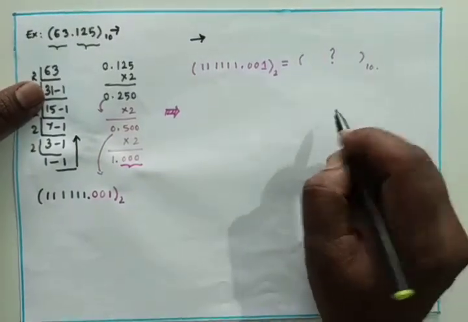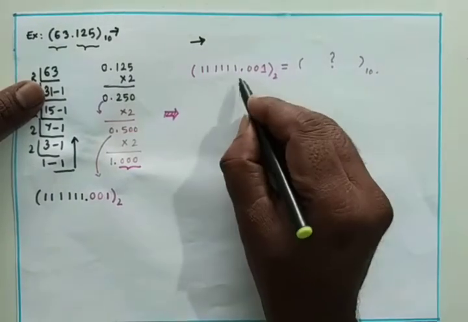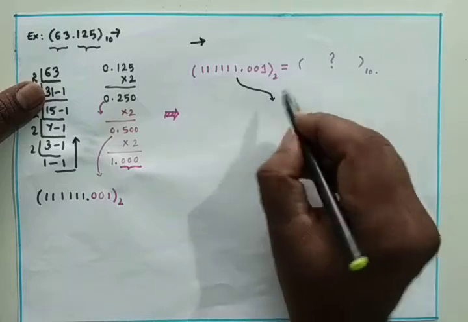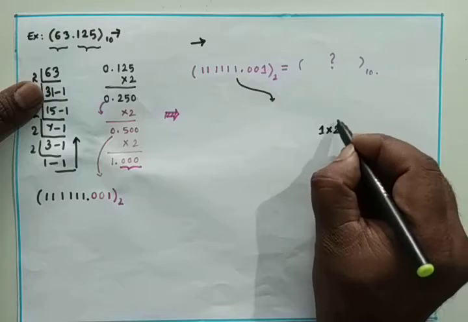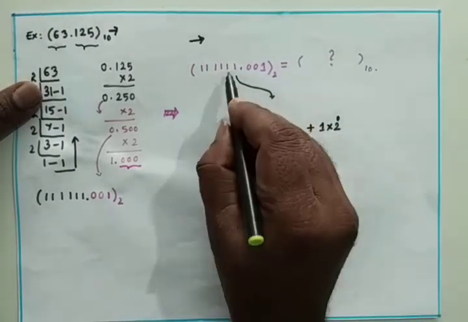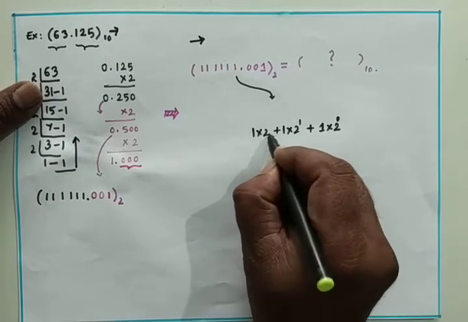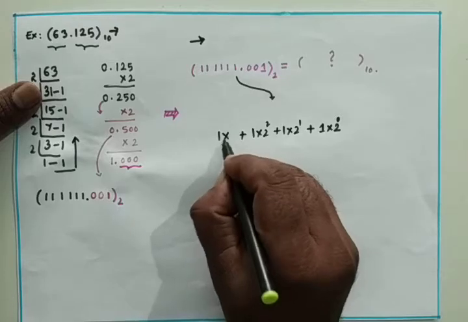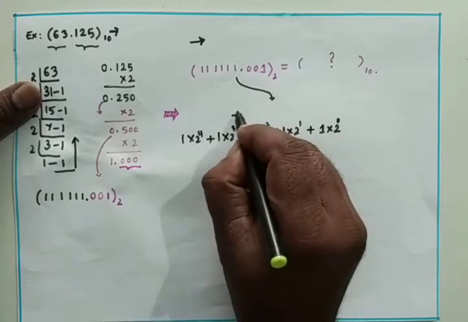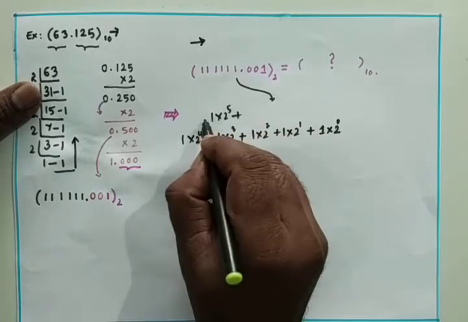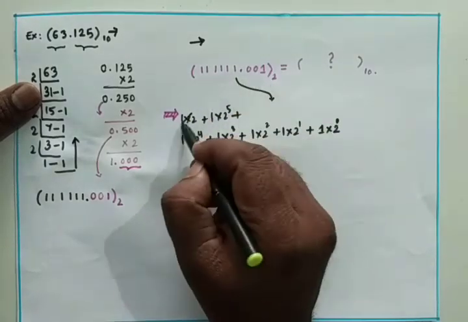So here we have 1 2 3 4 5 6. First take the first one. 1 into 2 power of 0, plus 1 into 2 power of 1, plus 1 into 2 power of 2, plus 1 into 2 power of 3, plus 1 into 2 power of 4, plus 1 into 2 power of 5. The 2 power of 5 term is completed.